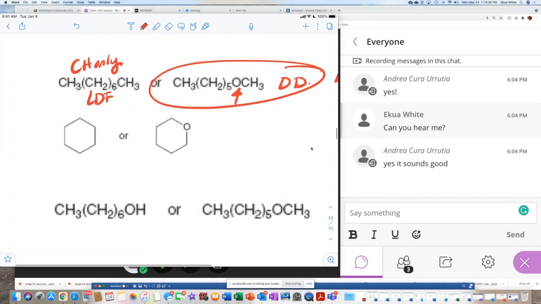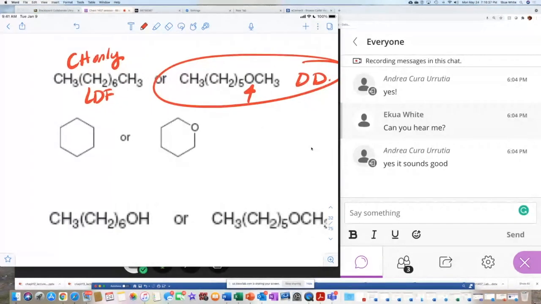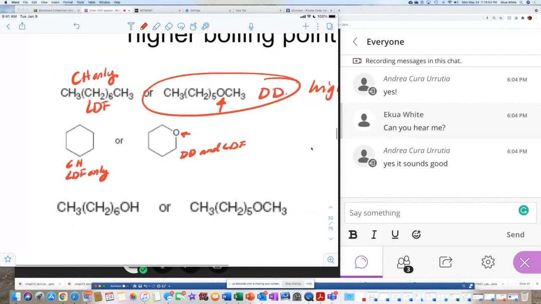Okay. Let's look at this one here. What about this? This one's carbon, hydrogen, therefore LDF only. This one here has an oxygen, no hydrogen attached to the oxygen. So this one will be dipole-dipole and LDF. Therefore, this will be higher.